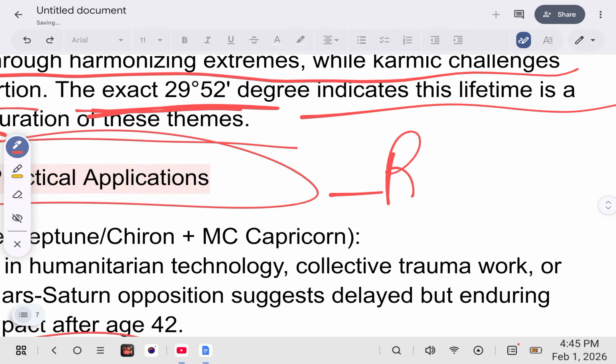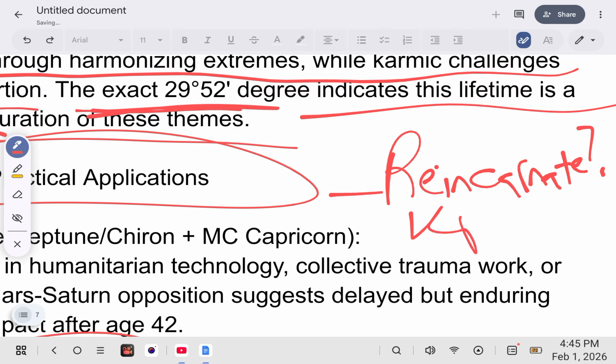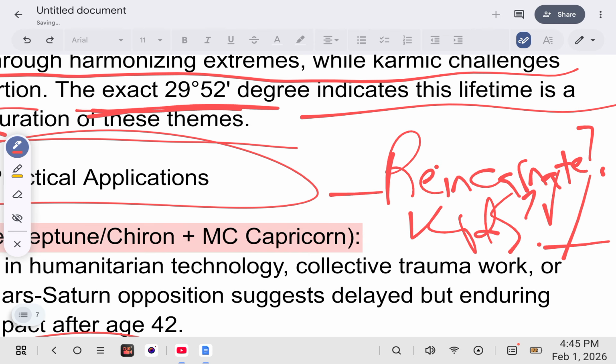Like, reincarnation. People choose to do it. If you had kids, here's the thing. That's a yes. If you don't have kids, then no.